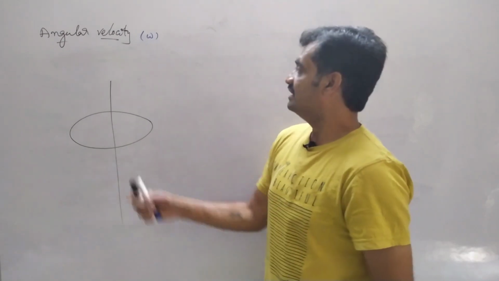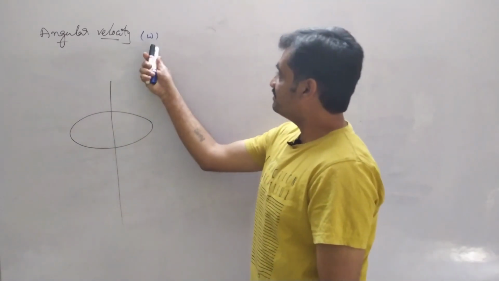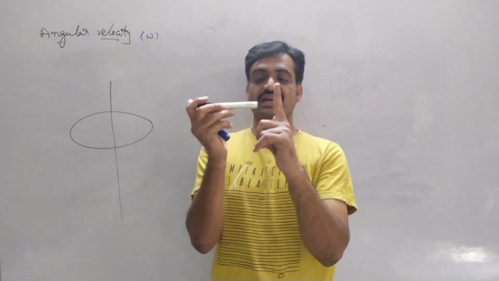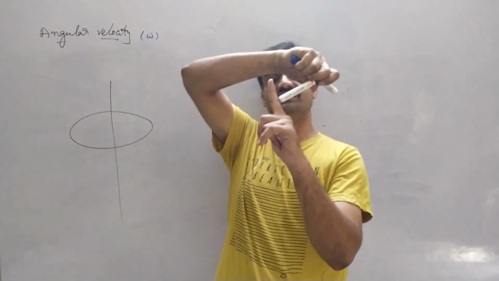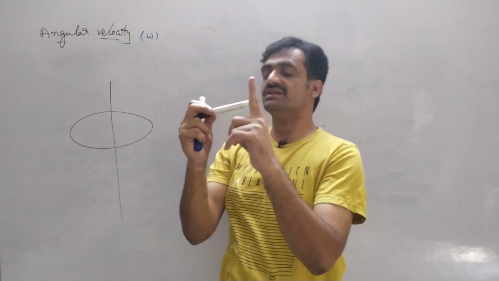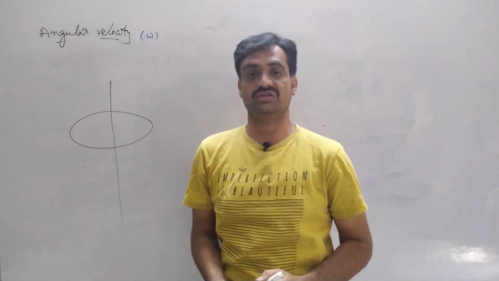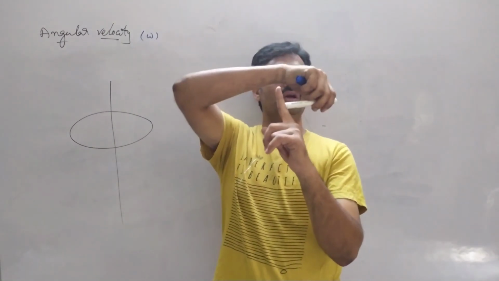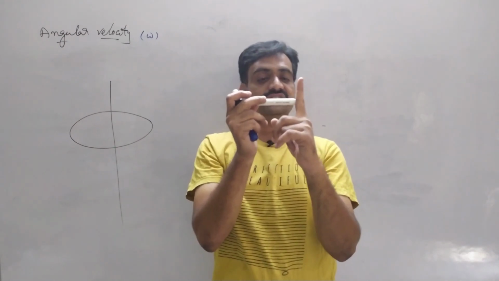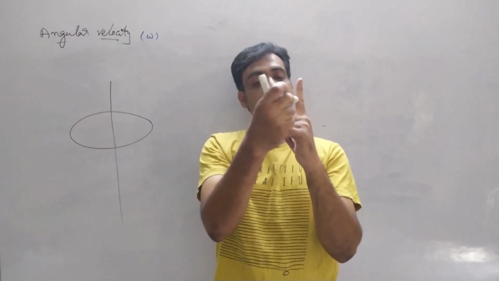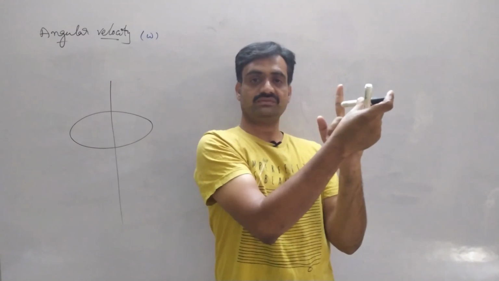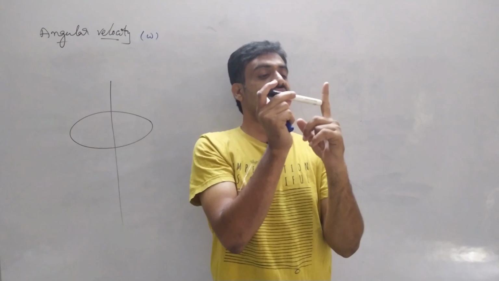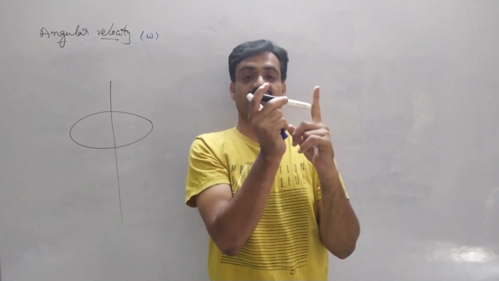Let's start this topic: angular velocity. Angular velocity is represented by omega. Let us consider this finger as a fixed axis, and if the body is rotating about this fixed axis like this, then we can say that the body possesses angular velocity based on the change in position of the body. Initially the body is at this position, and as it rotates, it makes an angle. This angle is represented as angular displacement.